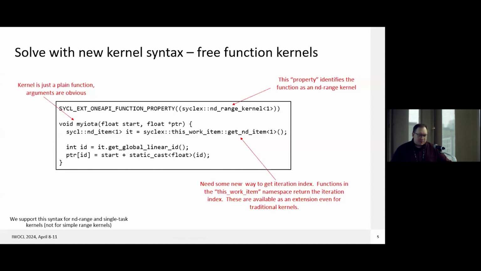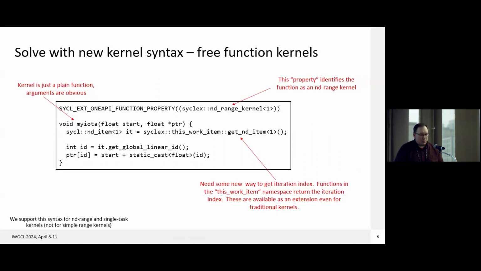So with this, we also need a new way for the kernel to get each work item's iteration ID, because we're no longer passing in an item or an ID. And we do this with a new free function as well, and we have an extension for that too. In this case, we have this work item get ND item free function that we can use to get our item and then get our ID from that. And once you have this, we have several other functions to do all the kinds of things you would expect from this. Aside from these things, the rest of the kernel looks identical to any other SYCL kernel.